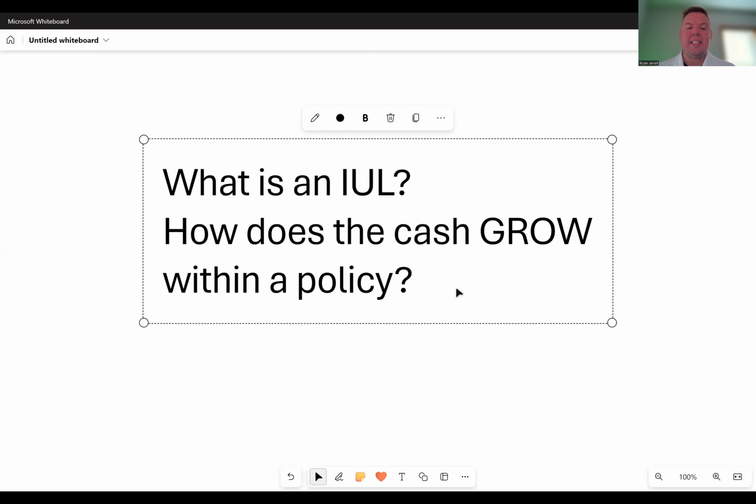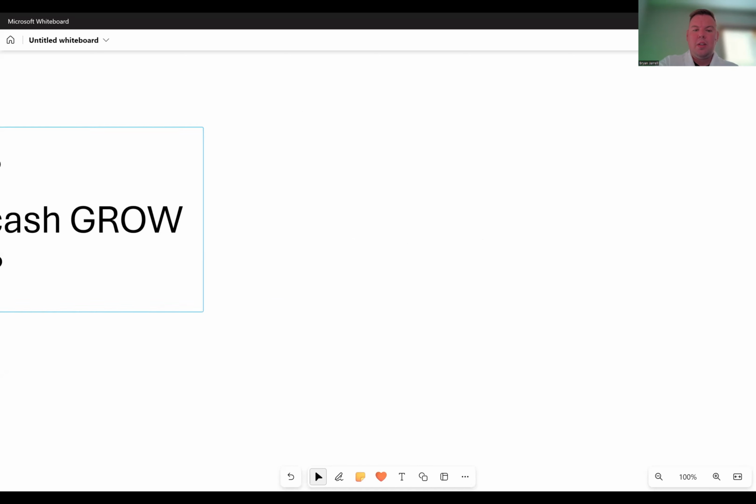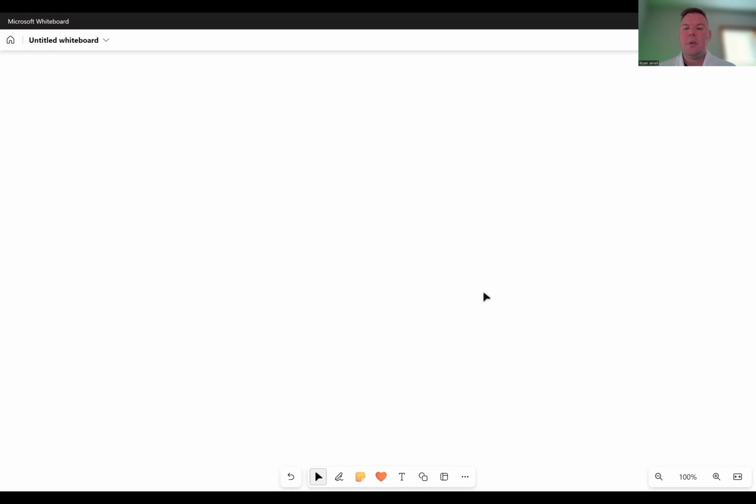Today we're going to talk about what is an IUL and how does the cash grow within a policy. So let's start off with what is an IUL. An IUL is an index universal life insurance.